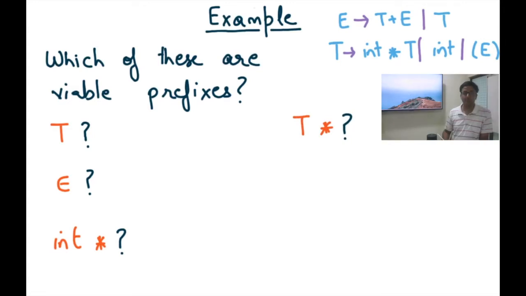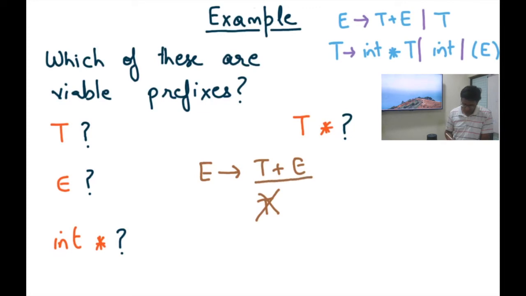Next question. T star. Is T star a viable prefix of E? Now let's see. I have two options starting from E. Either I could produce T plus E or I could just produce T. If I produce T, then I have no hope of producing T star, because T is going to produce int star T, in which case int star would be the first two tokens, and that doesn't match with T star. Or it's going to just produce int, which does not match with T star either. Or it's going to produce a left parenthesis, which does not match with T star either. So this is not a fruitful path.